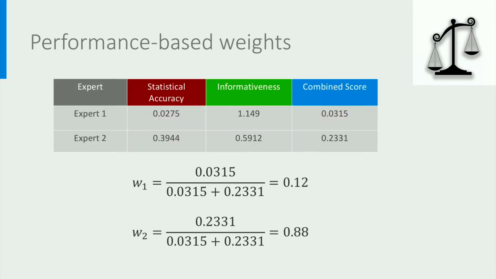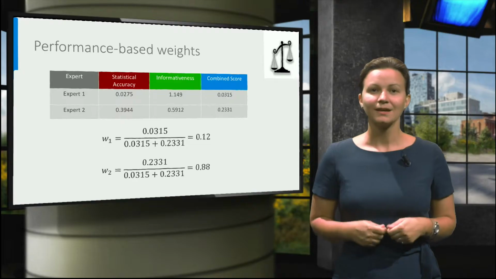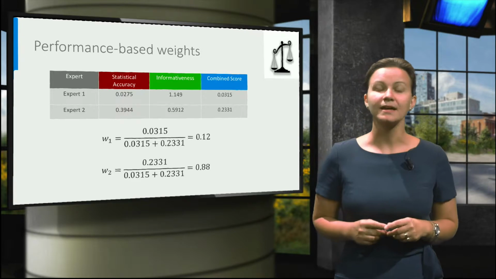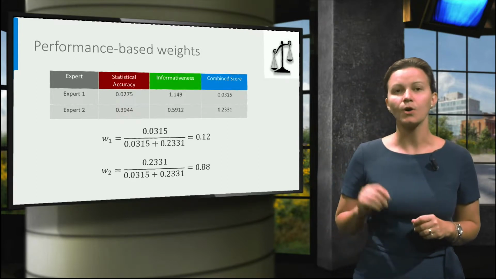Let's take another example with two experts. From multiplying the statistical accuracy by the information score of each expert, we obtain the combined score. The weight of expert 1, w_1, is obtained by dividing the combined score of expert 1 by the sum of the combined scores of both experts. We obtain w_1 to be 0.12. Similarly, we obtain the weight of expert 2 to be 0.88. We see how the weights of the experts reward good overall performance and in particular good statistical accuracy over high informativeness.